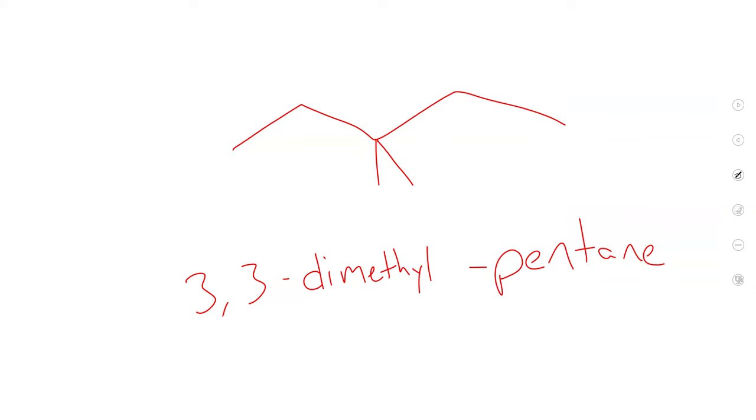Anytime you see tri, there have to be 3 numbers. If you have 2 numbers, you need the prefix on there. You can't have 3,3-methyl. It's 3,3-dimethyl. You have to have that.